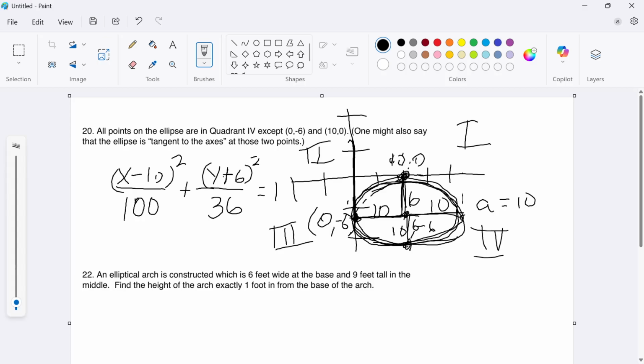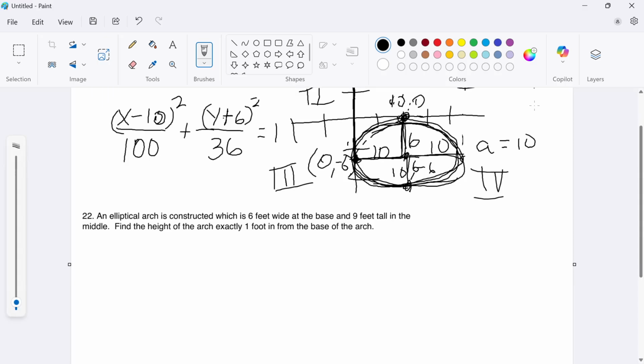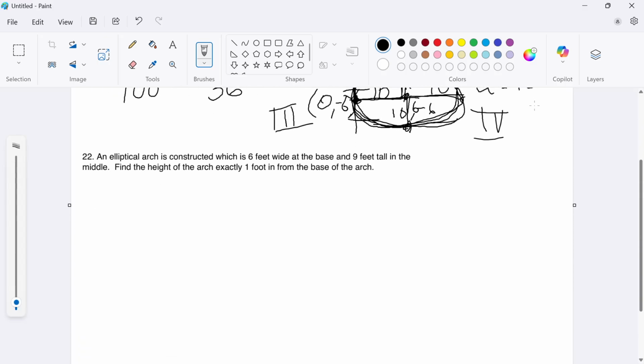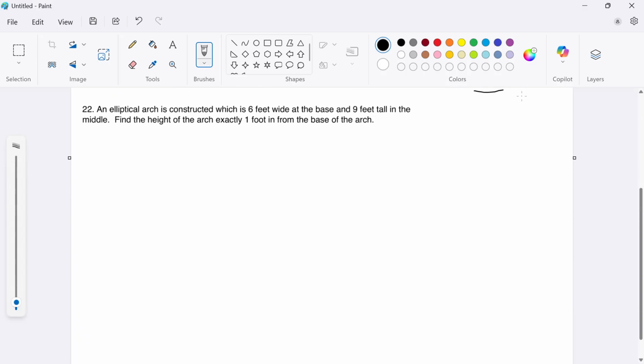But anyway, there's the equation. (x - 10) squared over 100 plus (y + 6) squared over 36 equals 1. Next one. An elliptical arch is constructed which is 6 feet wide. So that's 6 feet, and 9 feet tall in the middle.